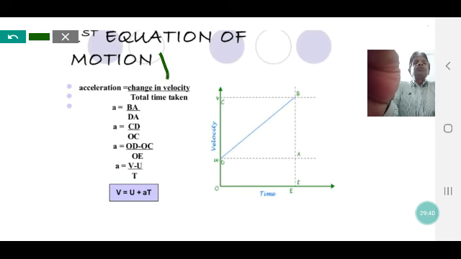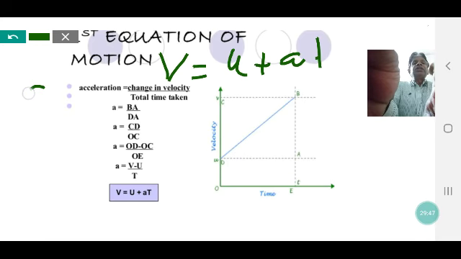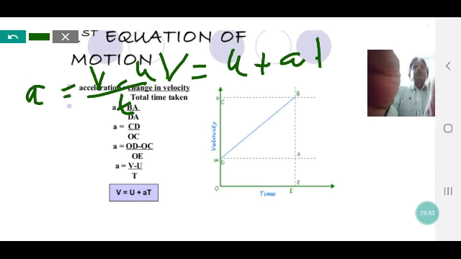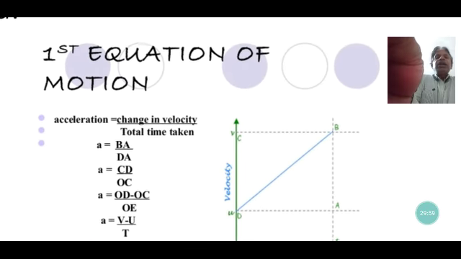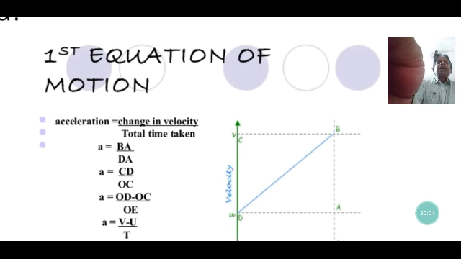v is equal to u plus at, or we can also say a is equal to v minus u by t. A very important equation that will be discussed in this slide. Look here. Acceleration, as we know, is the algebraic value of the change in velocity by the total time taken. That is the definition of acceleration.